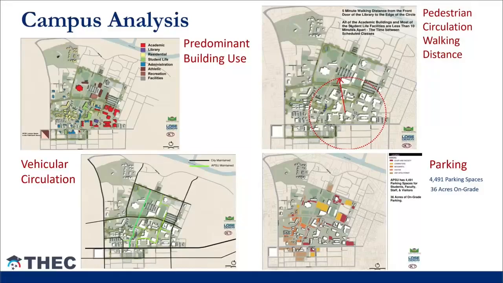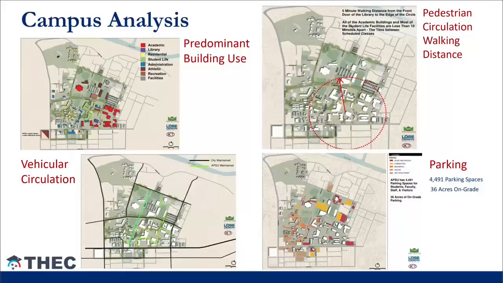The drawing on the lower left shows the vehicular circulation and the roads that are maintained by the city and the roads that are maintained by the university. We think, and I think the university believes, that it's going to be important for the university to have more control over those city streets that are within their campus than they do today. And the drawing on the lower right shows the parking spaces on campus, and there are about 4,000, almost 5,000 parking spaces, slightly above the average of about 200 universities that we have information on.